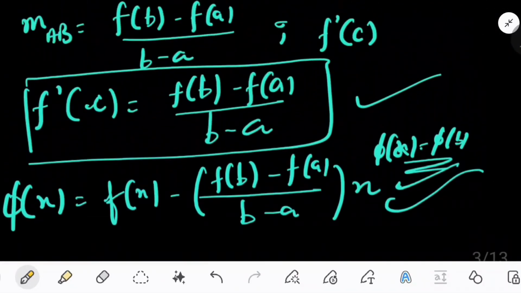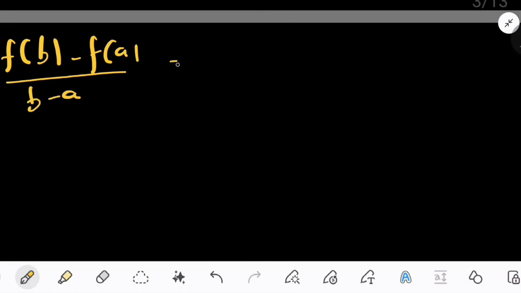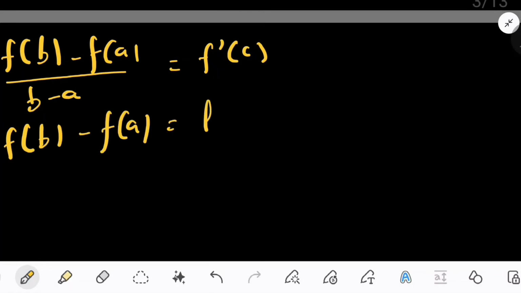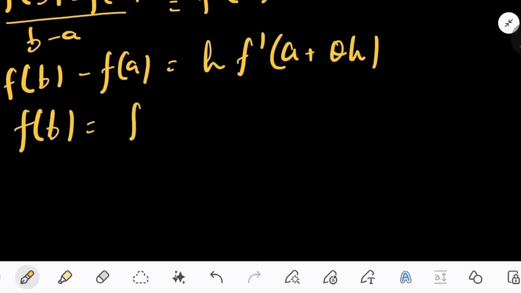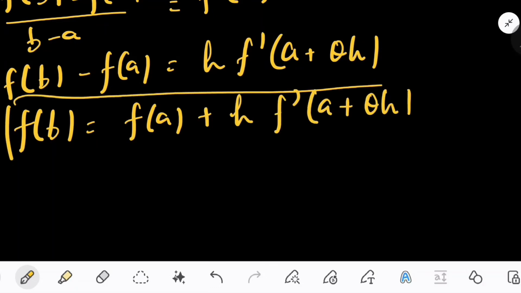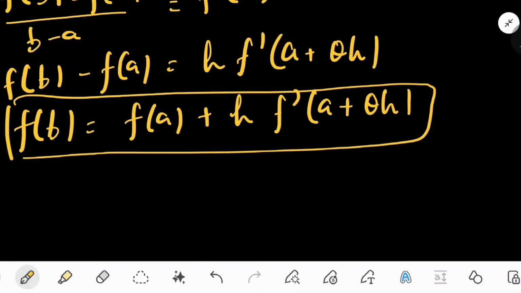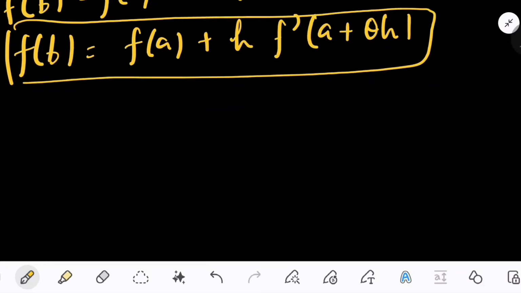So in LMVT only I will tell you one thing, that you know that f of b minus f at a by b minus a is equal to f dash at c, right? Now use the theta h form. You get f at b minus f at a is equal to h into f dash of what was c? c was a plus theta h, right? So you get f at b is equal to f at a plus h into f dash of a plus theta h, right? And this is a very helpful result. Why? We will see it, right? Just remember it.